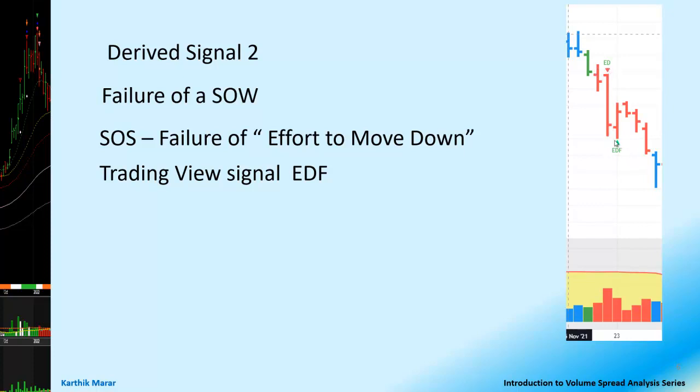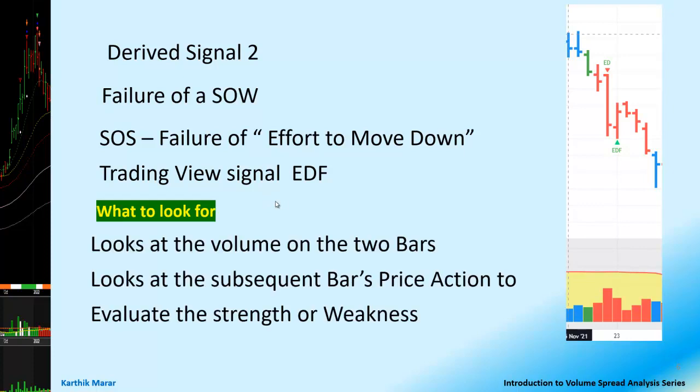The next bar was an up bar here on volume which is a little less than the previous bar. So you can see it projected some strength. It tried to negate the weakness of this ED bar. So what do we look for when we see such a bar? Again, we need to look at the volume on the two bars and also the spread of the two bars and look at the subsequent bar's price action to evaluate the strength or the weakness.